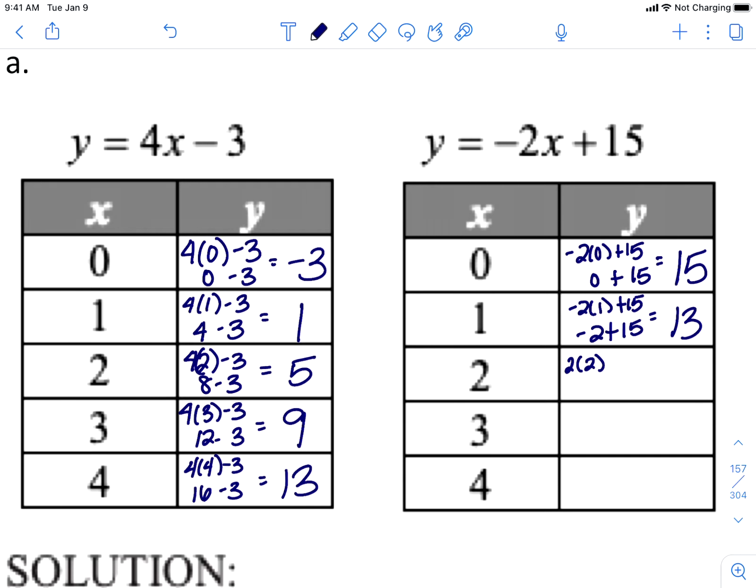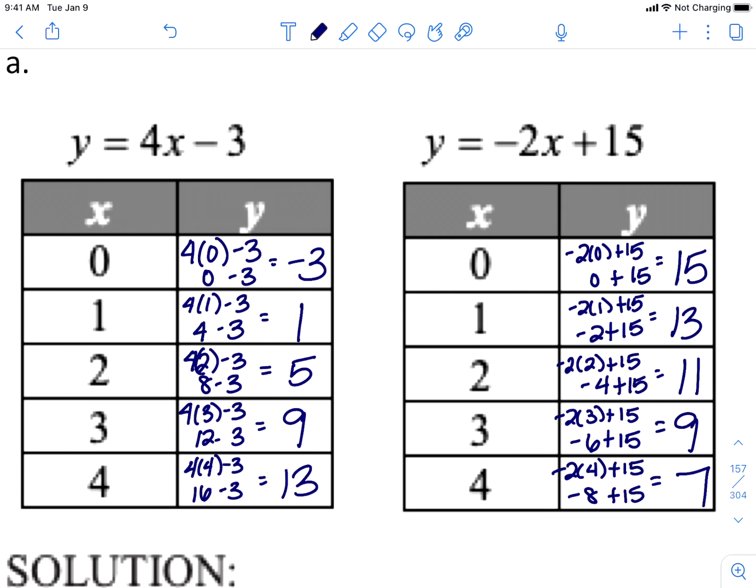Negative 2 times 2 plus 15. So negative 4 plus 15, which is 11. Negative 2 times 3 plus 15. Negative 6 plus 15 gives us 9. And negative 2 times 4 plus 15, which is negative 8 plus 15, which is 7.